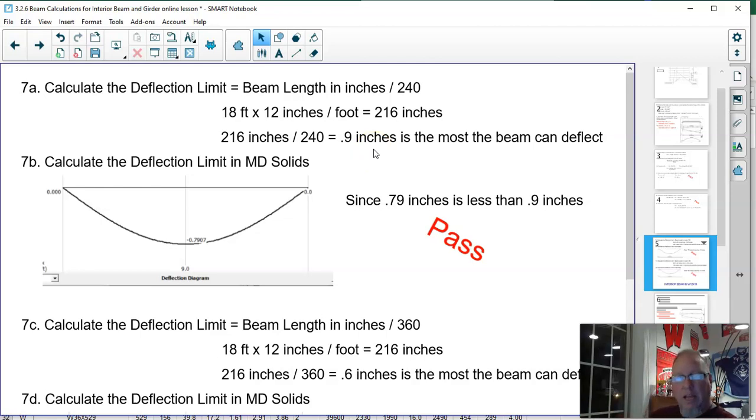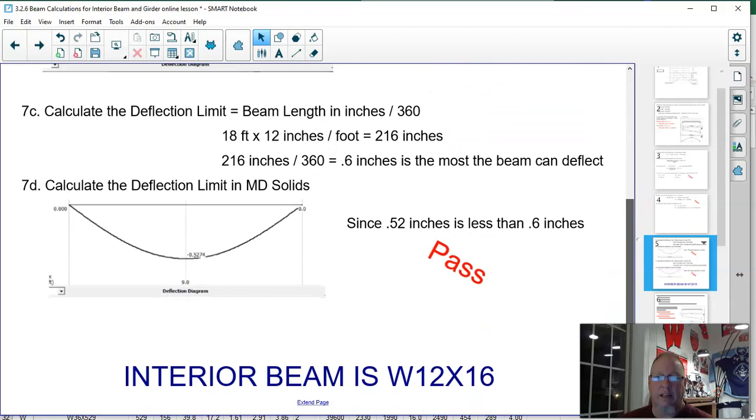Once I ran it through the MD Solids calculation, which I did not do by hand, I did it on MD Solids, and I will show you that when I do the next one, I got 0.79. Since 0.79 is less than 0.9, because 0.9 is how much it can deflect, 0.79 is less, it passes the total load deflection test. The last thing we need to test is the live load only test.